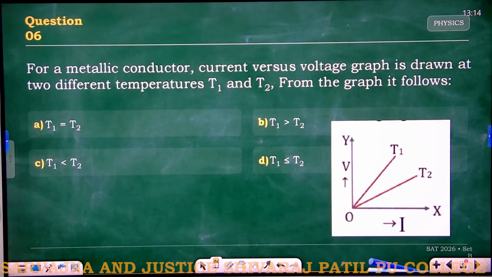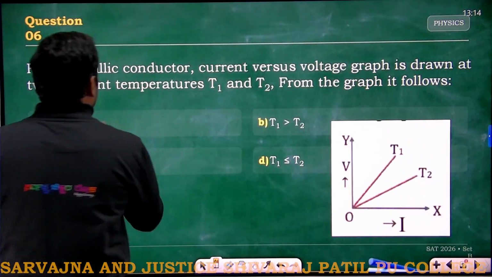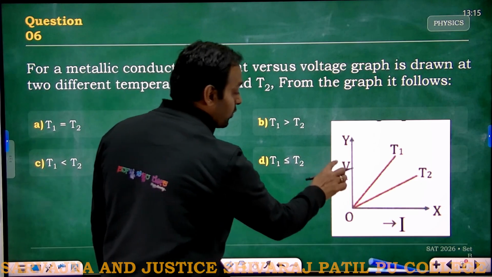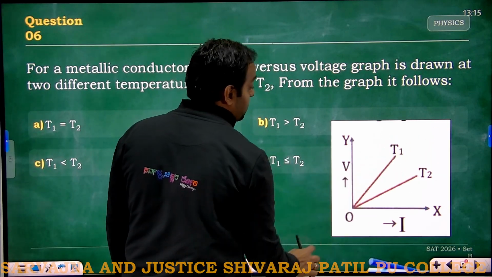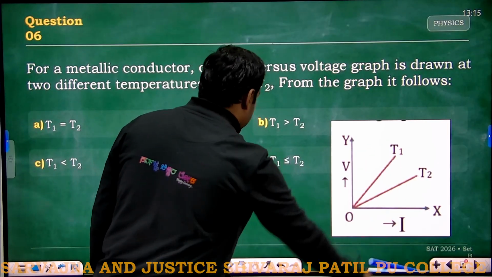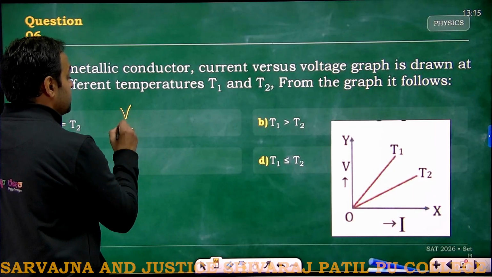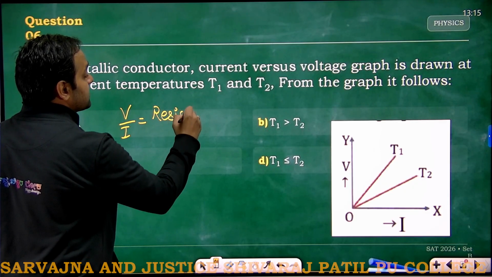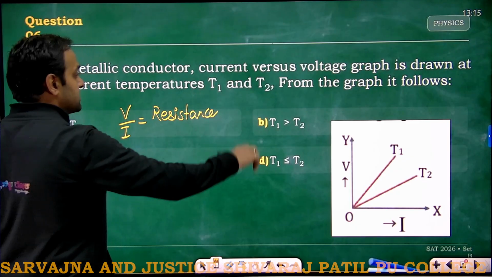Now the next one. They are saying, for a metallic conductor, current versus voltage is drawn at two different temperatures, T1 and T2, from the graph. They ask which temperature is higher and which is lower. They have given voltage versus current, two graphs. Now from this graph what you can infer is, what does V by I give us? V by I gives us resistance.